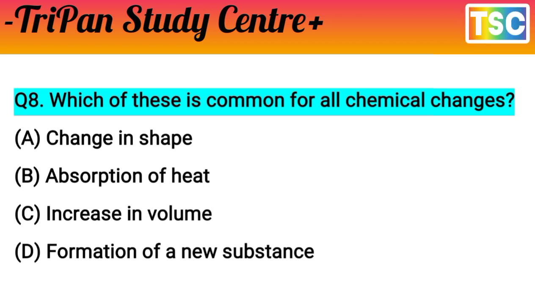The options are change in shape, absorption of heat, increase in volume, and formation of a new substance. You know that the answer here is the formation of a new substance. That's an important answer. The new substance is important because a chemical reaction is associated with the formation of a new substance. It means option D is correct. And let's see the next question.